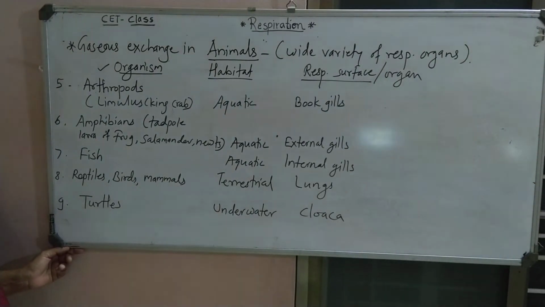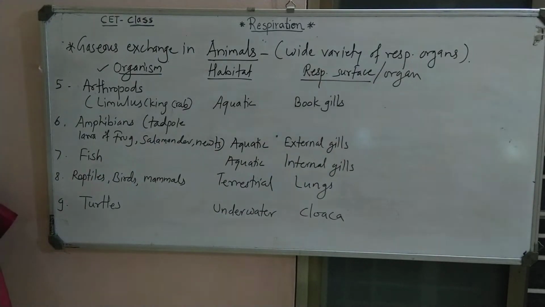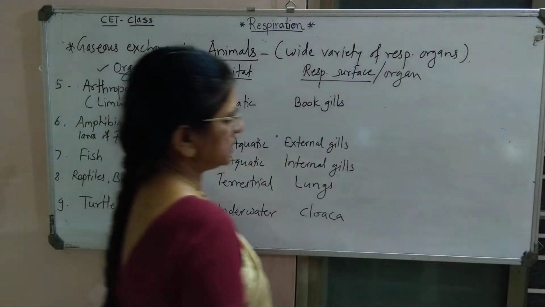So students, the next organism is arthropods. For example, limulus or king crab. This limulus is aquatic in habit and it possesses book gills. Now what is meant by book gills?